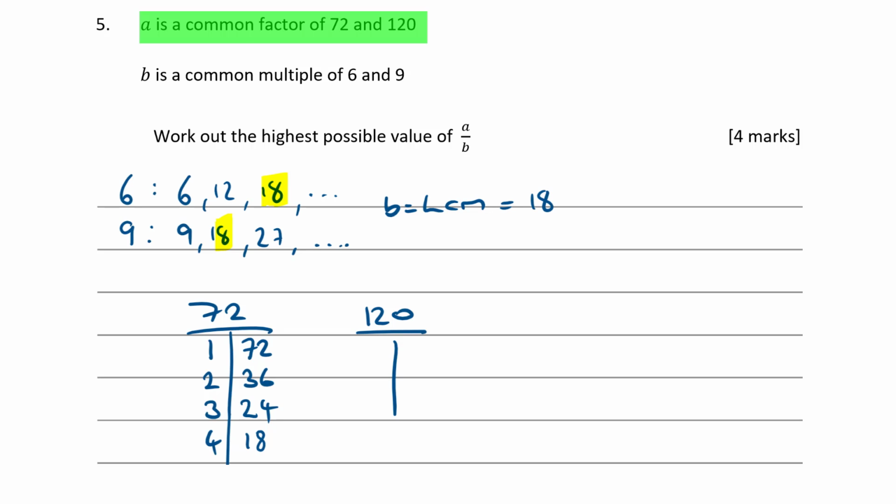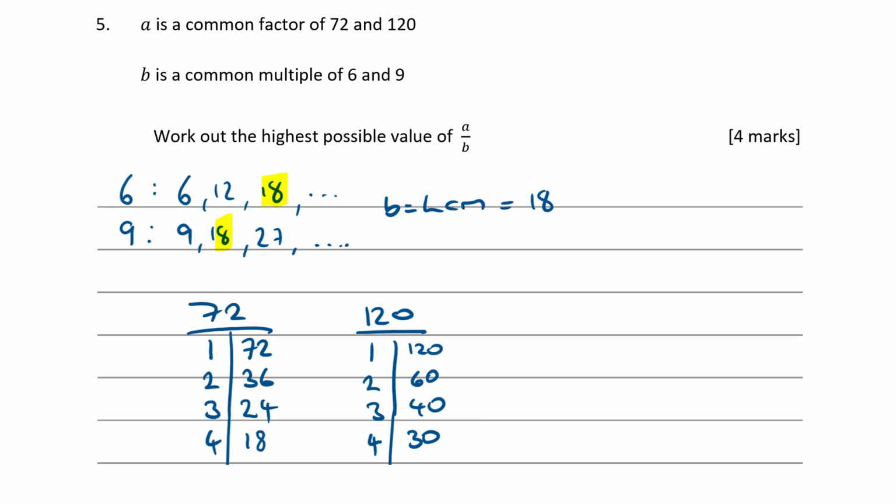What about 120? We're going to have so many. So I've got 1 and 120. 2 and 60. 3 goes with 40. 4, yes, goes with 30. 5 goes with 24. 6 goes with 20. Also got a lot of factors. 7, no. 8, yes. 8 goes with 15. 9, nope. 10, yes. 10 goes with 12. And then I've got 11 in between. That's not going to be a factor. So that's all of them. Gosh, lots of factors for both of those numbers.